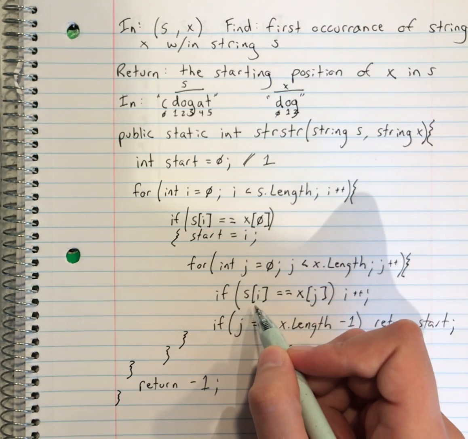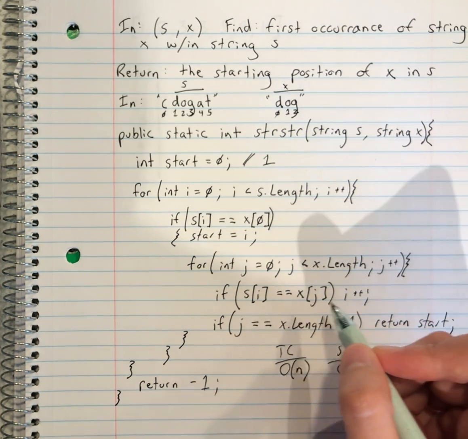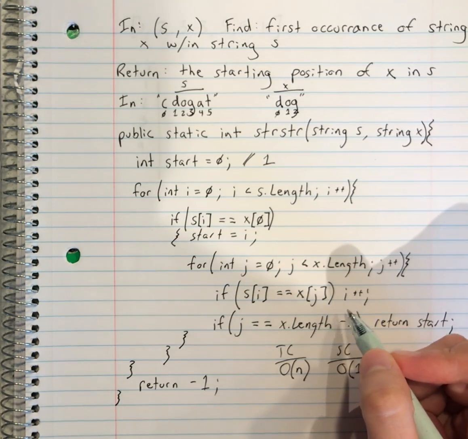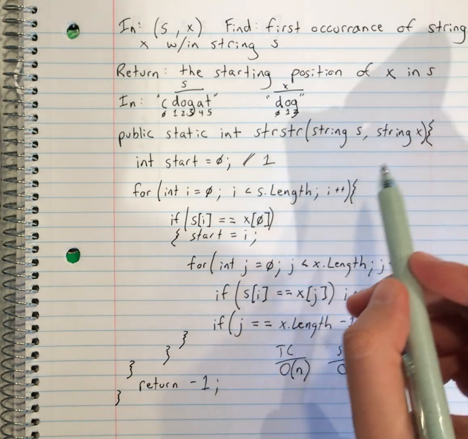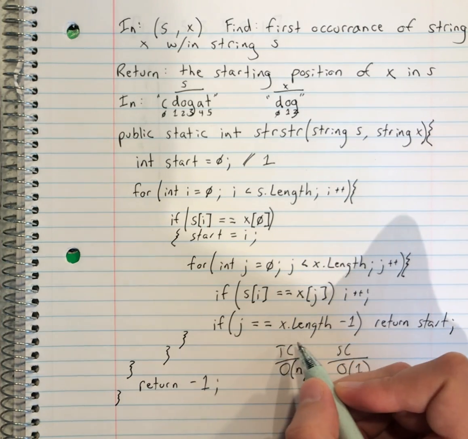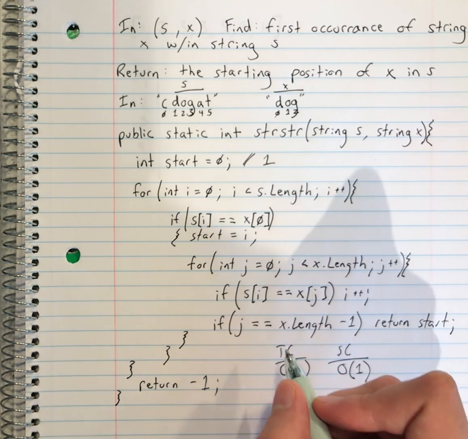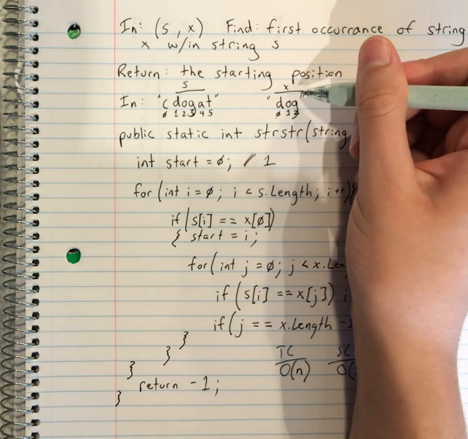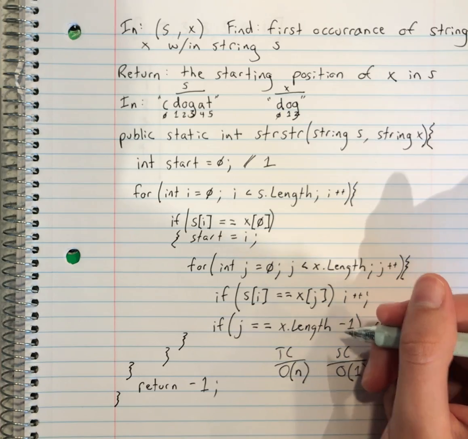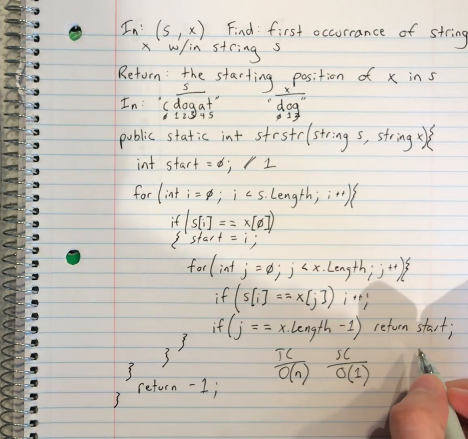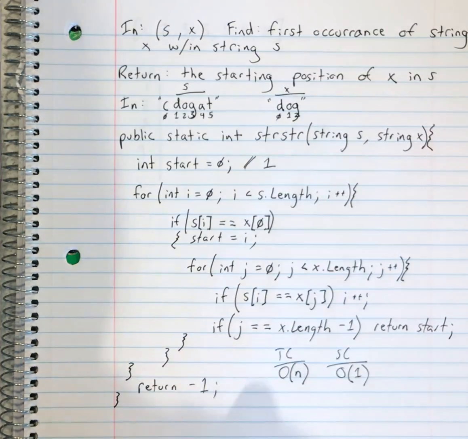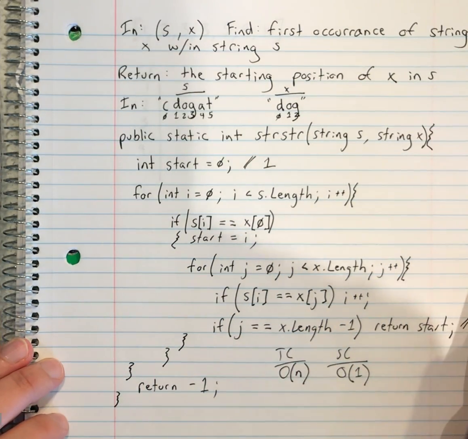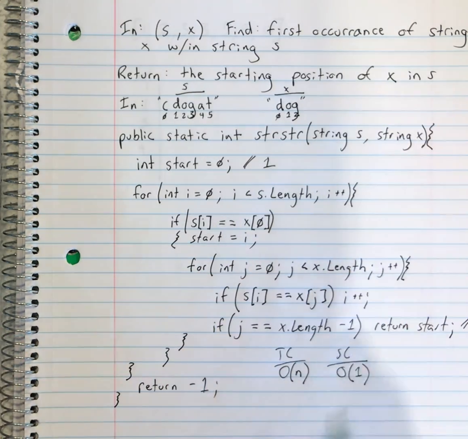Going through again. Now, if s of 3, g, matches x of j, g, amazing. i plus plus. Remember, start is still 1 here. If j is equivalent to x dot length minus 1, so x dot length is 3, minus 1 is 2. j is indeed 2, because we just checked on g, right? So we're going to return start. So return 1. Yeah, just put return 1 here. And that's it.